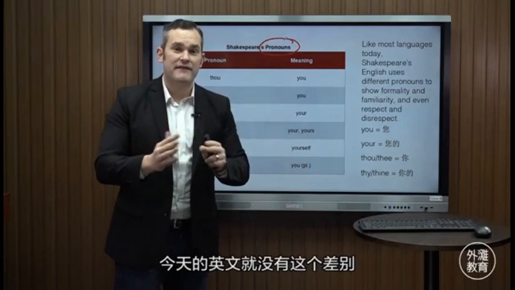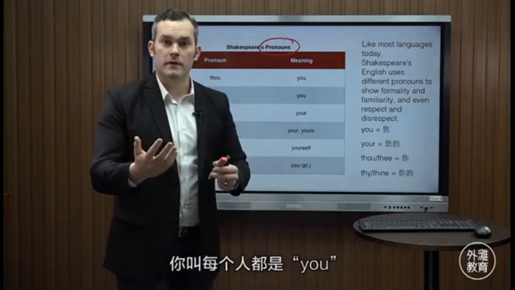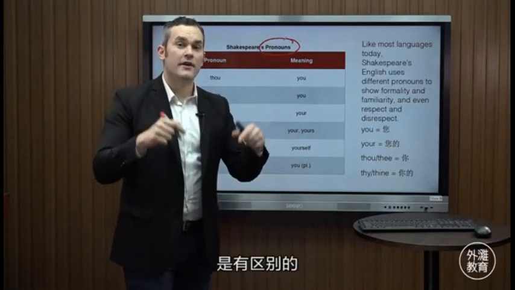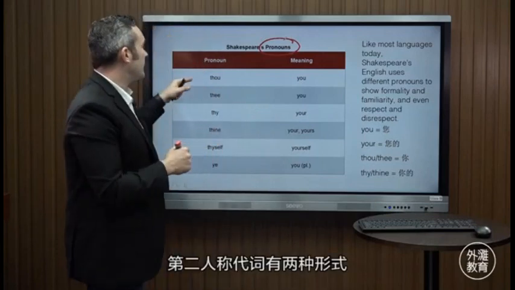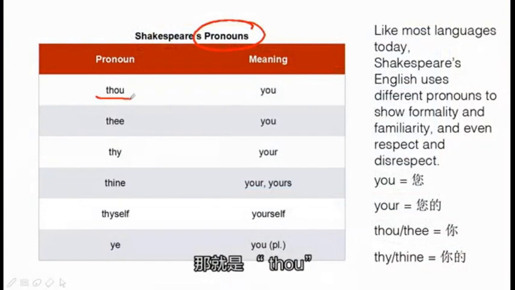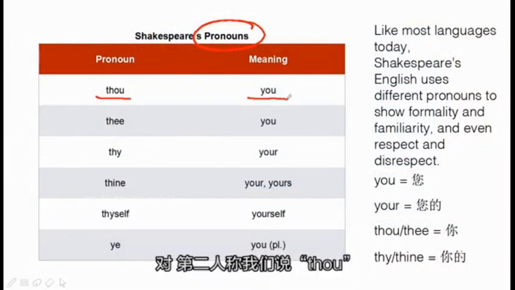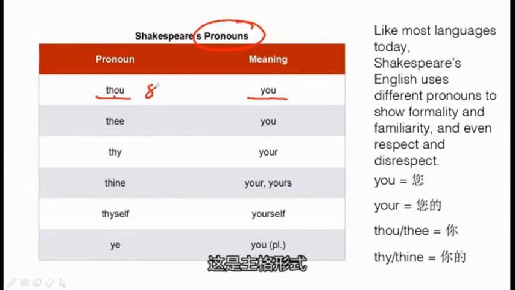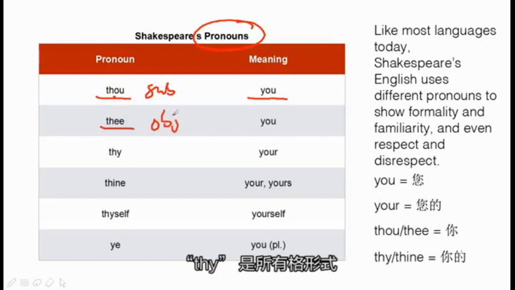English today doesn't have that difference. You call everyone you. But in Shakespeare's day, there was a difference. There were two forms of second-person pronouns. There was thou, and there was you. Okay? So in the second person, thou is the subject form. Thee is the object form. Thy is the possessive form.